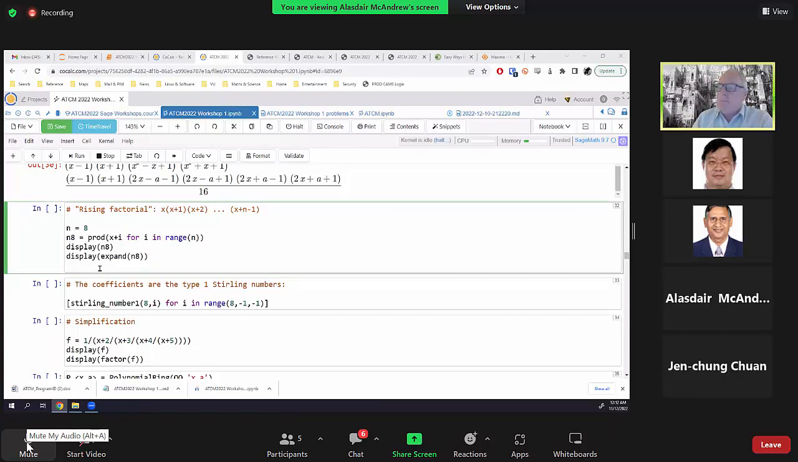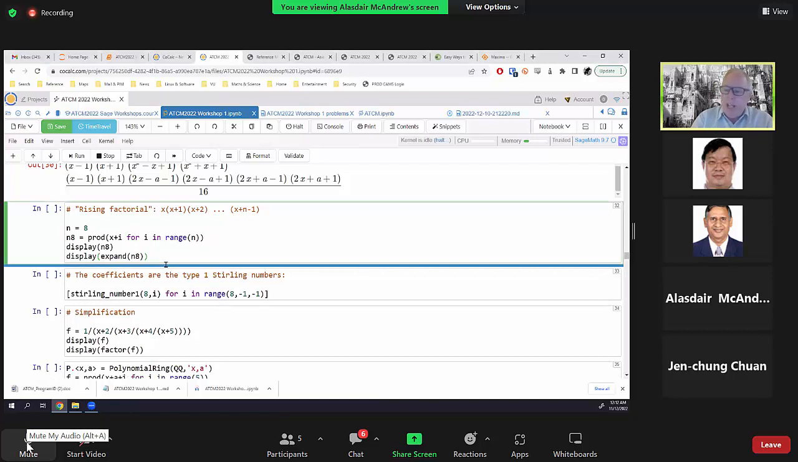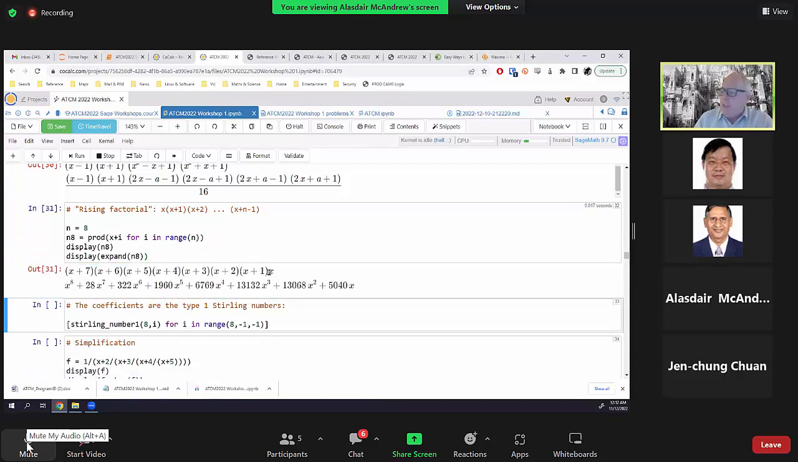So the rising factorial, that's one of those standard things. What we have here is x times x plus 1, and so on, all the way up to x plus 7. And if we expand that, we get this handsome expression here. The coefficients of this particular expansion are what are known as Stirling numbers of the first kind. They're a cousin of the better known binomial coefficients.